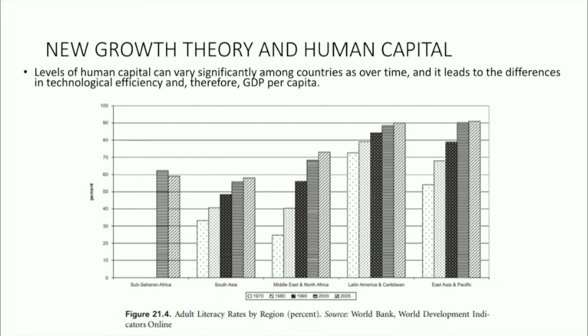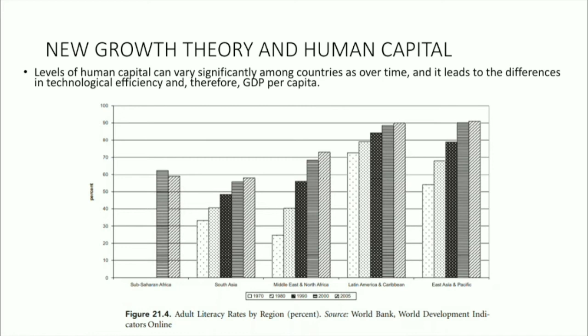So now let's take a look at the figure. This takes adult literacy as a measure of human capital for a range of years and for 5 developing regions. Outside of sub-Saharan Africa, adult literacy rates are on a significant upward trend. However, they vary significantly, from below 60% in South Asia to 90% in the Latin America and Caribbean and East Asia and Pacific regions.